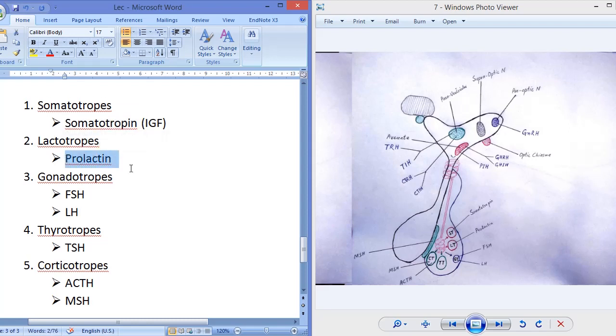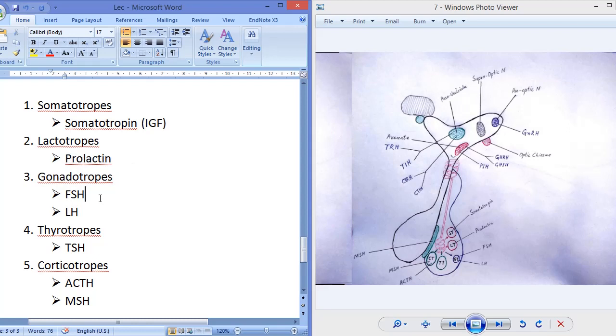Now the prolactin is responsible for the secretion of milk. This is not responsible for the ejection of milk. Ejection is actually initiated by the oxytocin. We will learn about that in the posterior pituitary gland. So the secretion of milk by the mammary gland is induced by the prolactin, while the ejection of milk is initiated by the oxytocin. Combined, the secretion of milk plus the ejection of milk is known as lactation. And lactation is induced by the combination of prolactin and oxytocin.